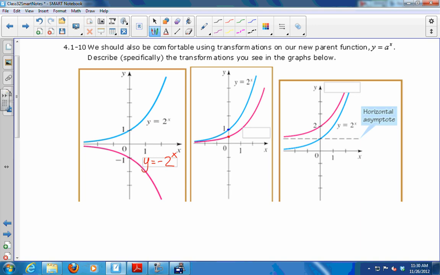How do I know that I did a vertical shrink as opposed to a shift down by a half? Because the asymptote is the same. Yep, it still goes down to 0. Okay, if I had shifted the whole thing down, my asymptote would have moved also. All right, so a vertical compression by a factor of a half. How do I change the formula to accommodate that? Multiply the whole thing by a half. So this is going to be y equals 1/2 times 2 to the x.